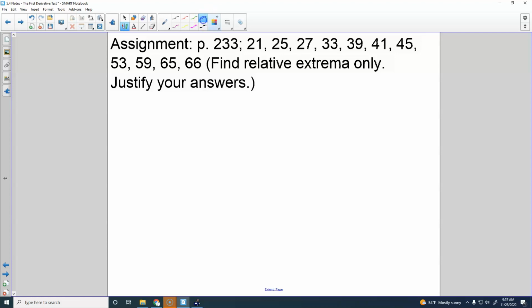I'm going to take out 41 and 45. We didn't do a piecewise, and we didn't do an E. 53. We did some trig. Okay, I'm taking out 4 of those. So 41, 45, 53, and 66. You do not have to do those.